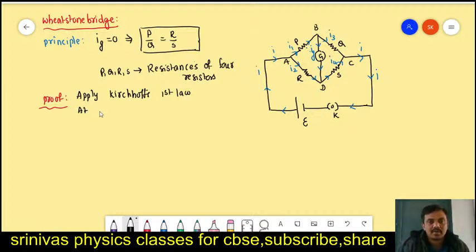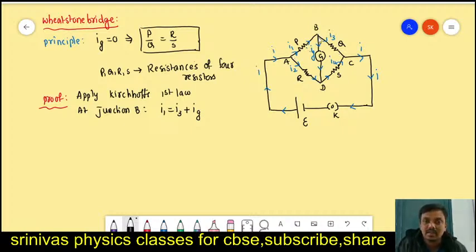At what point we have to apply? At junction B apply. At junction B, what is the Kirchhoff first law? Junction B entering current is I1. Leaving current is what? Ig is leaving, I3 is leaving. Then we write as I3 plus Ig. Sum of entering current equal to sum of leaving current. I1 is entering to B and I3, Ig are leaving from B.